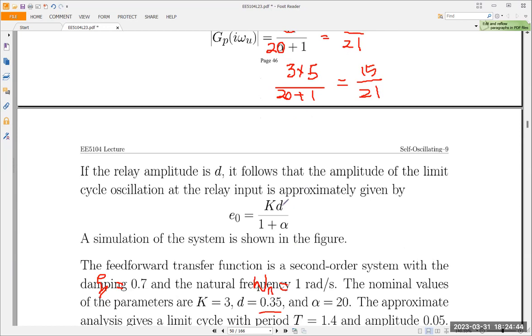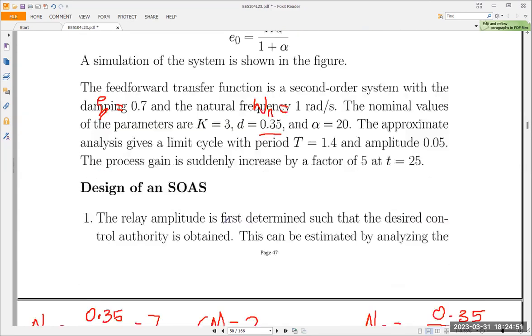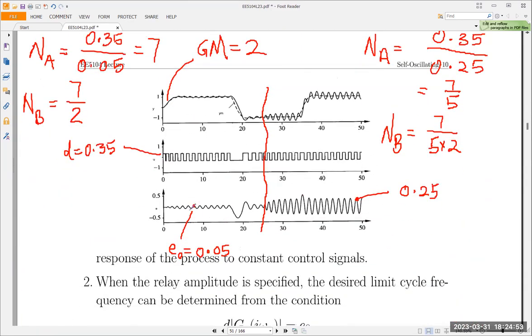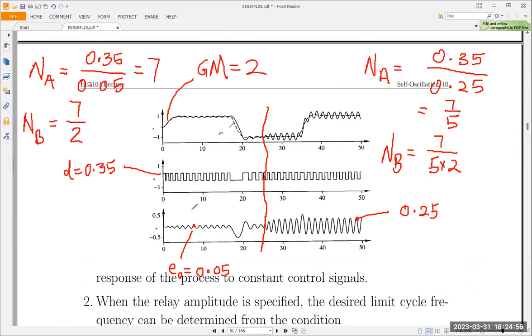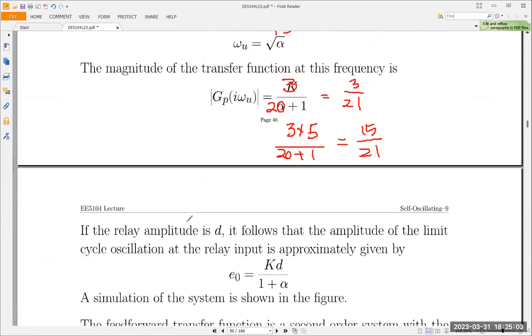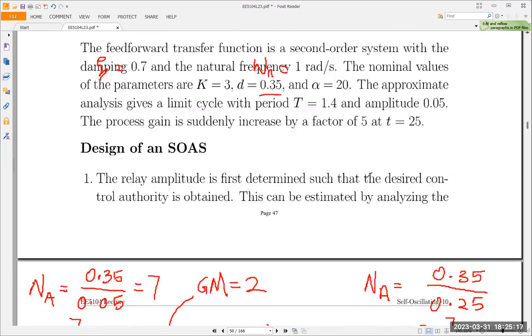Yeah, so 0.35 times 3/21 will give you the amplitude of the oscillation frequency. And that one is 0.005. I think I did it here. All right, 0.05. So we have, this is equal to 1/7.